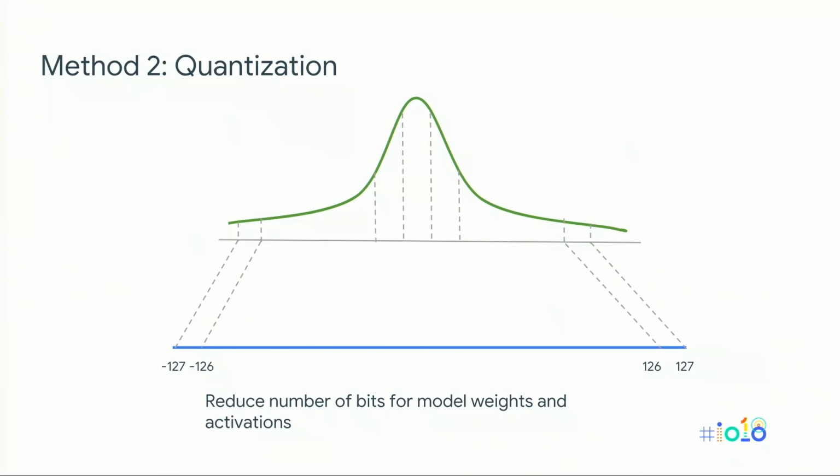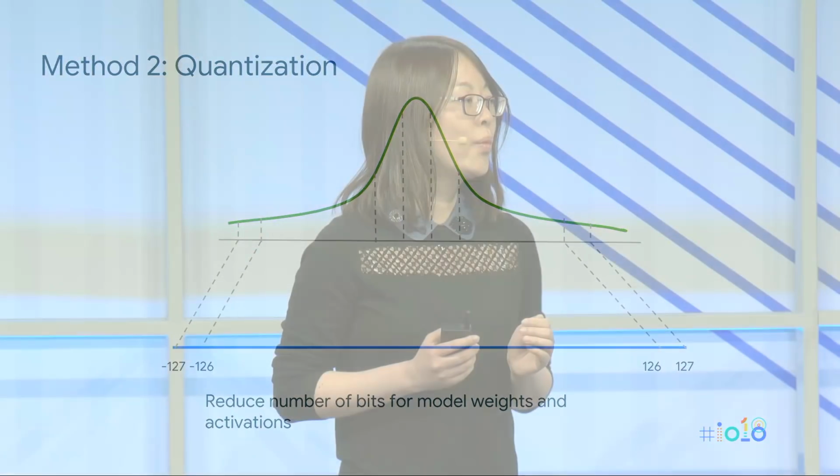So another method is trying to reduce the number of bits used for model weights and activations by quantization. For example, using 8-bit fixed point for model weights and activations instead of floats can make the model inference run much faster, use lower power, and reduce the model size by 4x. Specifically, with TensorFlow Lite, switching from MobileNet to Quantized MobileNet can speed up the inference by 2x or more on Pixel phones.